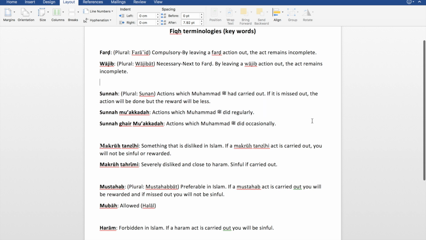Okay, so now we're going to go into the sunnah section, which is this part over here. Sunnah is singular and the plural is sunan. These are actions which Muhammad sallallahu alaihi wasallam had carried out. If it is missed out, the action will be done, but the reward will be less. So the word sunnah is anything that the Prophet Muhammad sallallahu alaihi wasallam used to do.